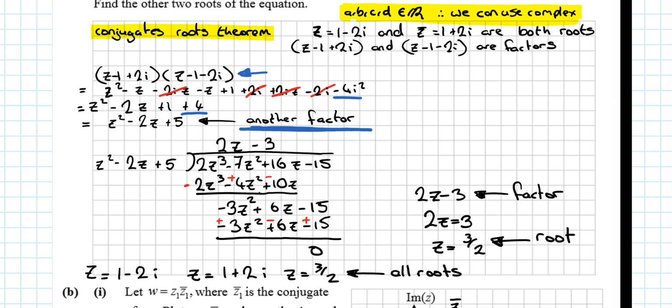And we need to change the signs all the way along. So this was a plus, change it to a minus. This was a minus, change it to a plus. This is a plus, change it to a minus. I'd highly recommend using a different color pen for that.